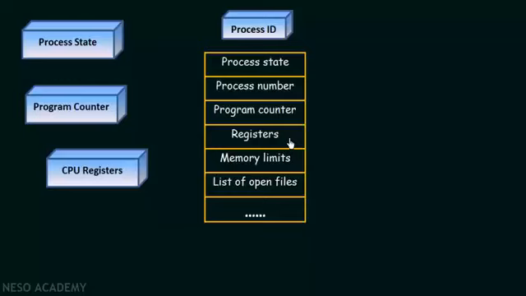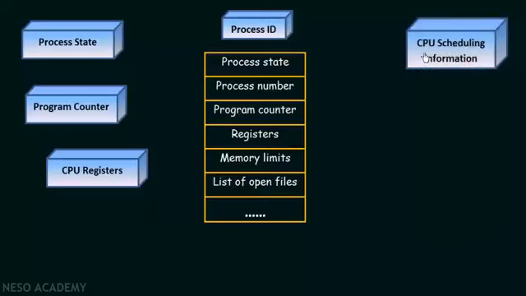So there are different kinds of registers, like the index registers, stack pointers, general purpose registers, and so on. These CPU registers will tell us the particular registers that are being used by a particular process. So this is also another thing that we have in the process control block. The next one that we have is CPU scheduling information. The CPU scheduling information has the priority of the processes. It has the pointer to the scheduling queue and also other scheduling parameters.